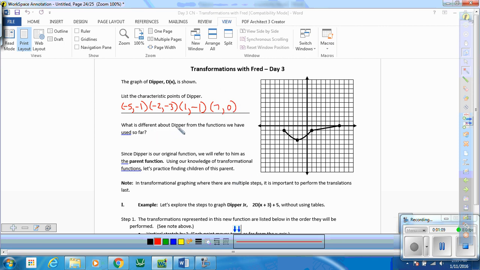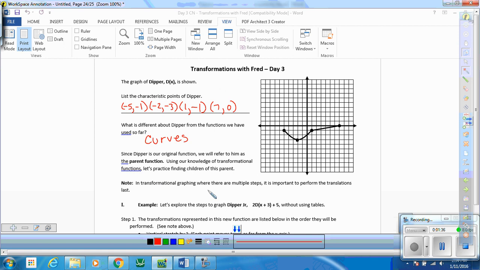Do notice that what's different from the functions we've already used is this one has curves. Notice that between these 2 points and this critical point, this is a curved line. It's like a circle, almost like the bottom of a parabola. The furthest down that it went is one of our characteristic points. And so we do have a curve. Now this is still a straight line.